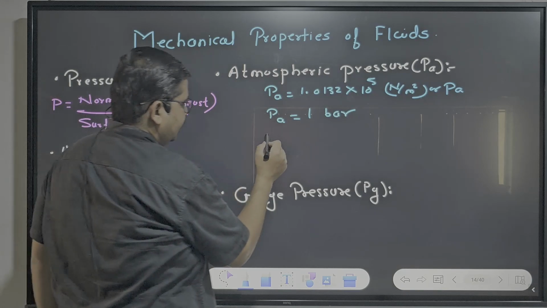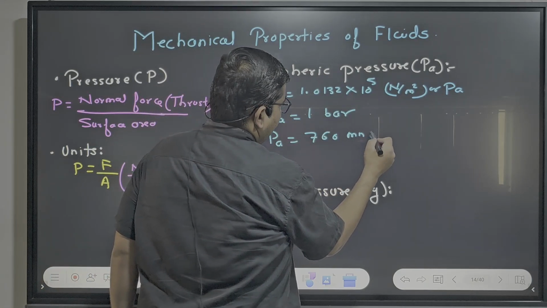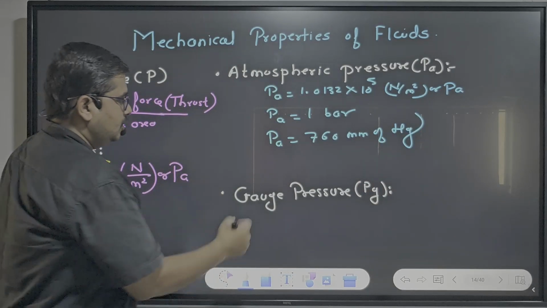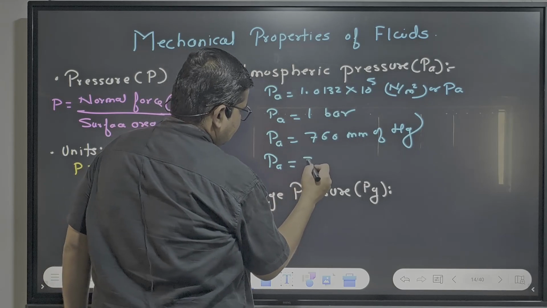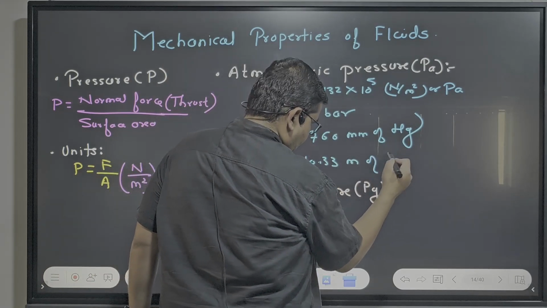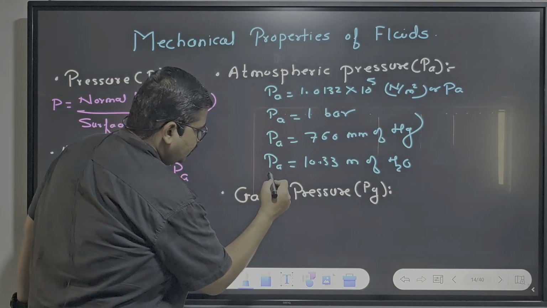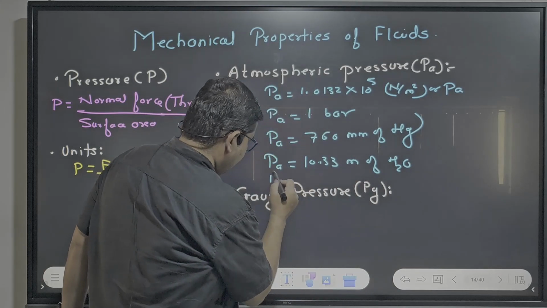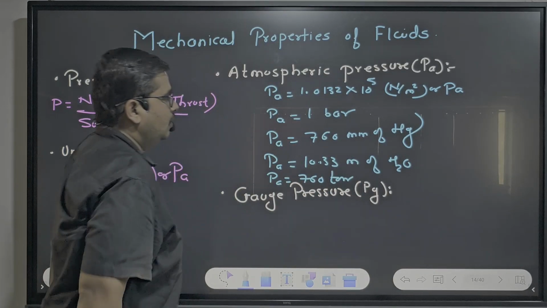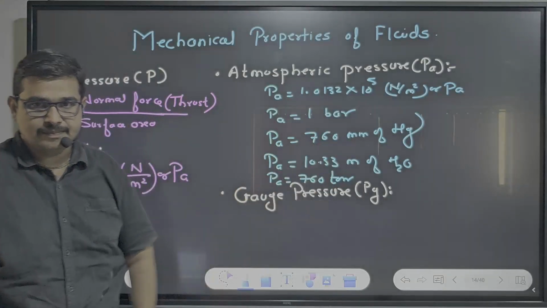Second, you can say that atmospheric pressure is 760 millimeters of mercury column. You can also say that it is 10.33 meter of water column. Okay, you can also say that this atmospheric pressure is 760 torr. Okay, so these are the different units of atmospheric pressure.